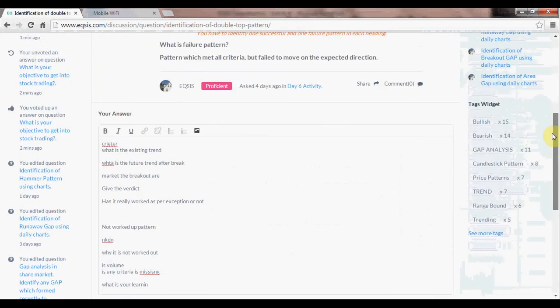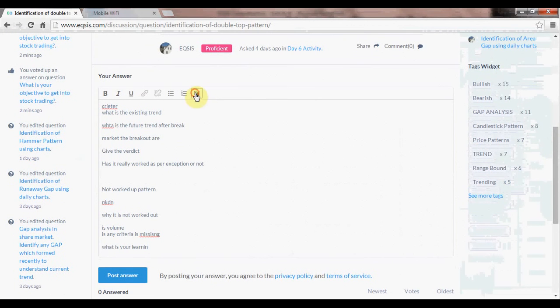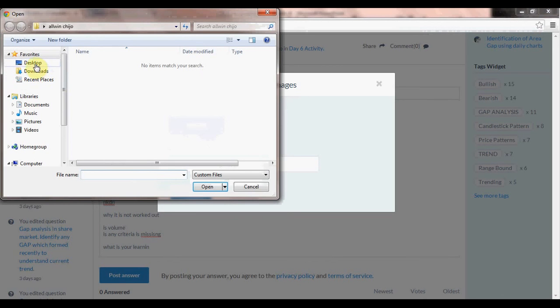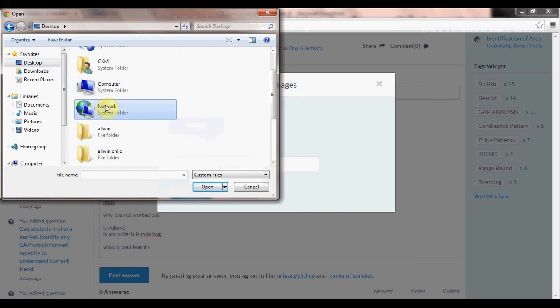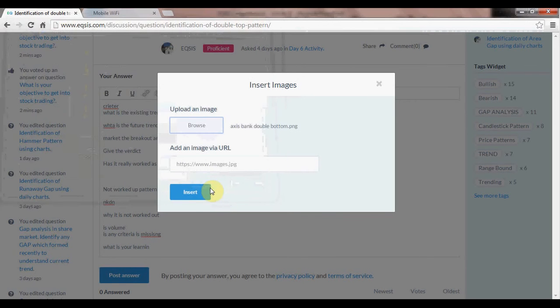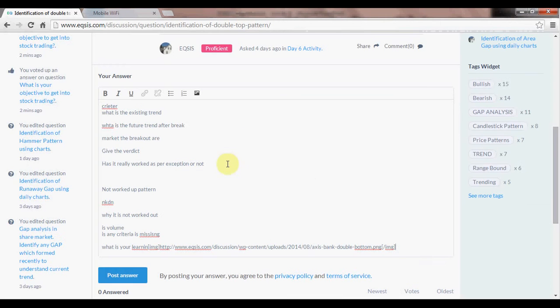Once again, I will tell you how to upload the photos. You have to upload the image, select the stock which you saved in the name of Axis Bank, and open it. Then insert it. So this will get inserted in your blog. So this has got inserted in your blog. You must be having something like this. Forget about it, and then you can post your answers.